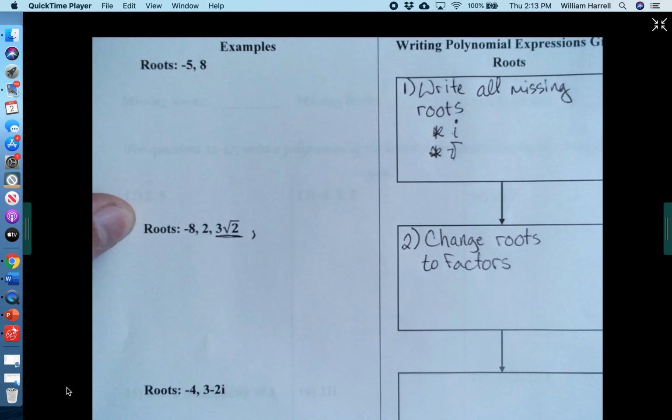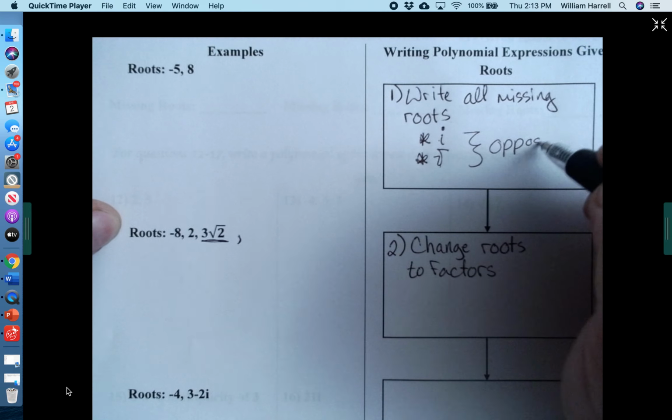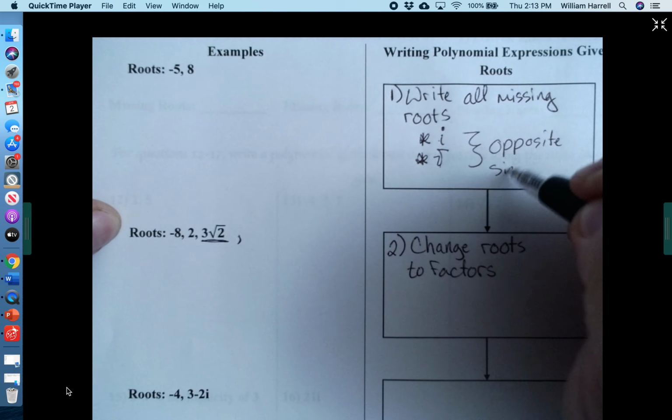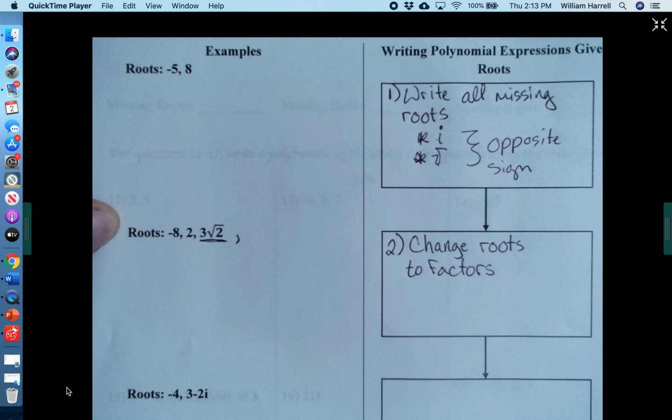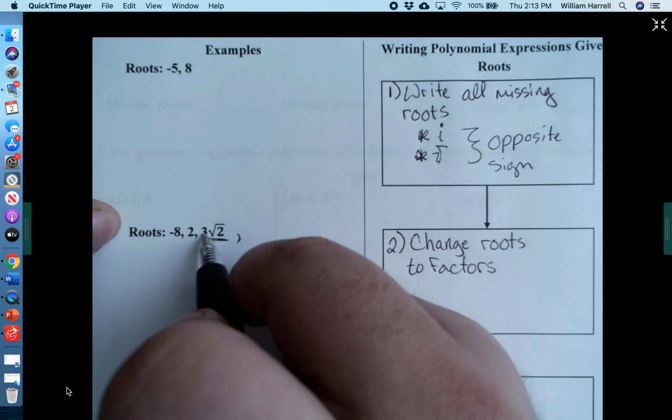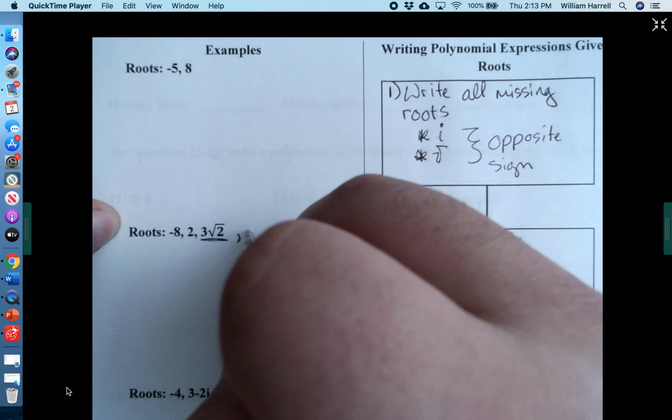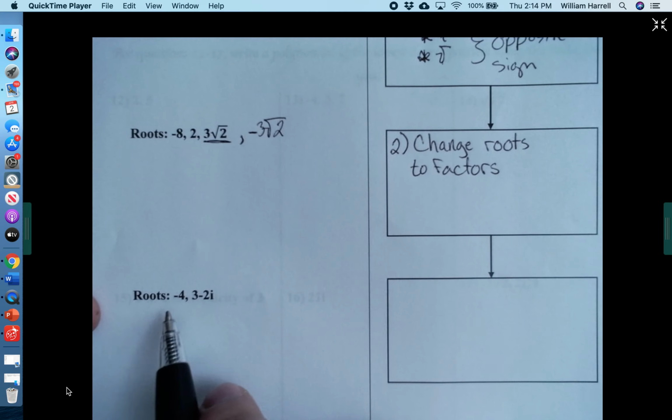Now, the way you write a missing root is you just take the opposite sign. Here, the 3 square root of 2 is positive, so I need to add a negative 3 square root of 2. In the bottom, do I have an i? Do I have a square root? If so, I have to write the opposite sign. If not, I'm good. So I have negative 4, and then I have a 3 minus 2i.